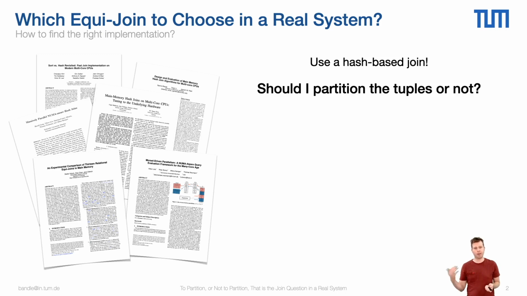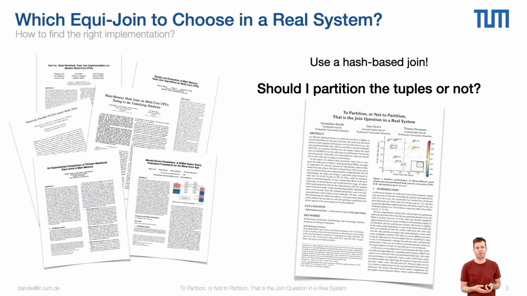Should I partition the tuples? Shouldn't I? When does it make sense to use a partition join as a booster? And in general, how do non-partition joins and partition joins perform inside of a real system? So that's exactly the question we answer in our publication here, and I'm guiding you through this talk.